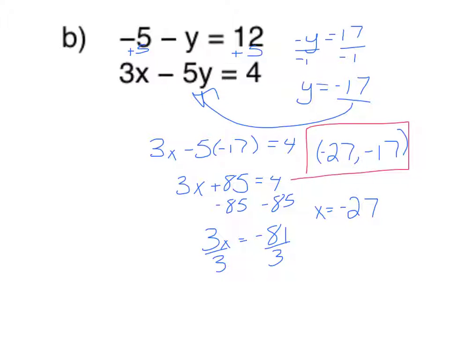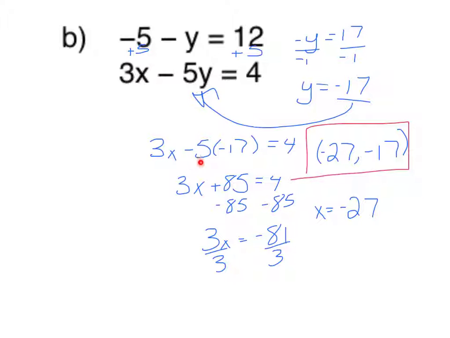Okay, so like I said, letter B really doesn't have much work for us because there's no x in the top equation. So I can actually completely solve for y in this formula and be done. Add 5 to both sides and I get negative y equals 17. We have to divide by negative 1. Y equals negative 17.